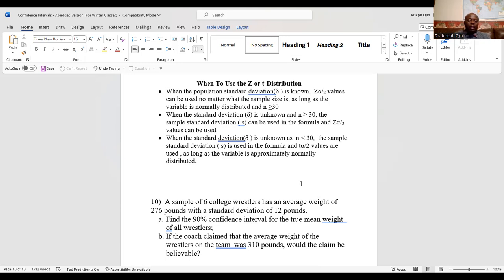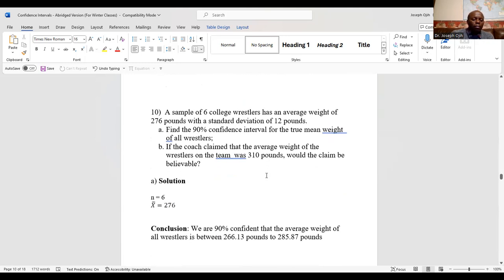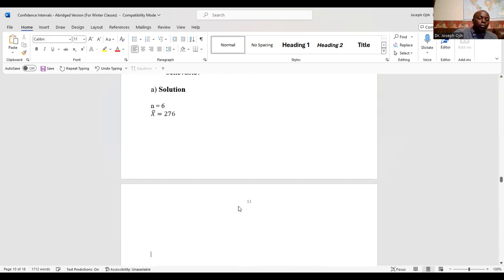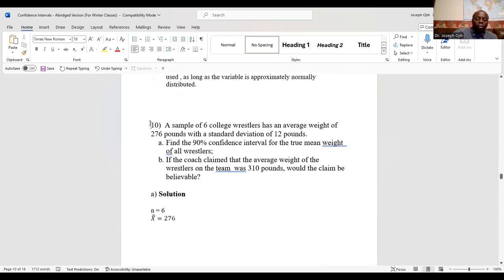Now, let's look at this example here. It says a sample of 6 college wrestlers has an average weight of 276 pounds, with a standard deviation of 12 pounds. Find the 90% confidence interval for the true mean weight of all wrestlers. If the coach claimed that the average weight of the wrestlers on the team was 310 pounds, would that claim be believable? So let's solve this. I'm going to move it to the next line so we can have enough room to solve this.